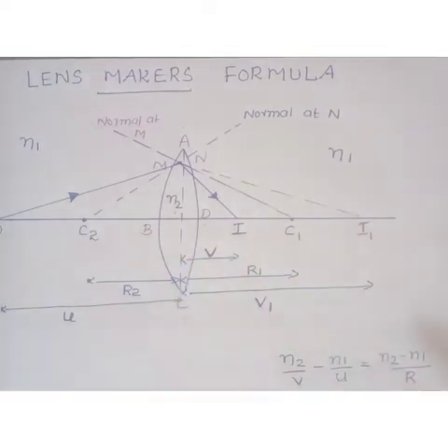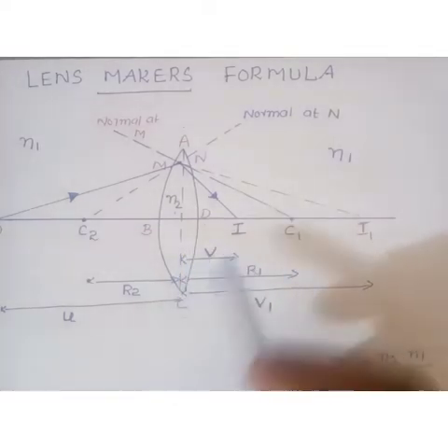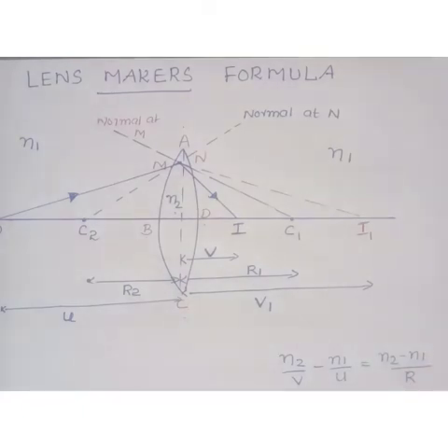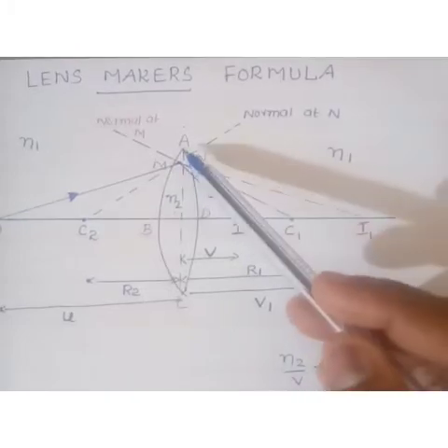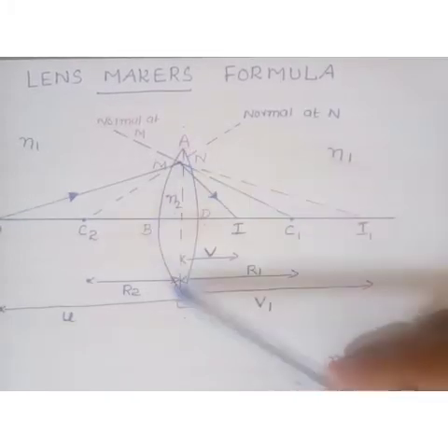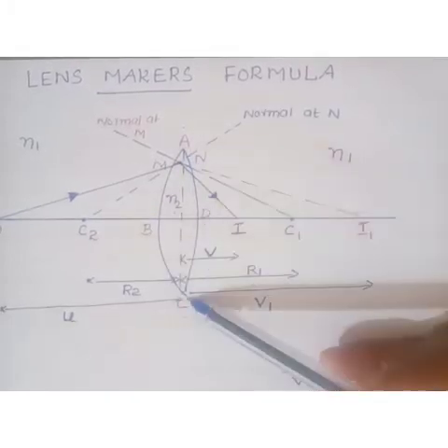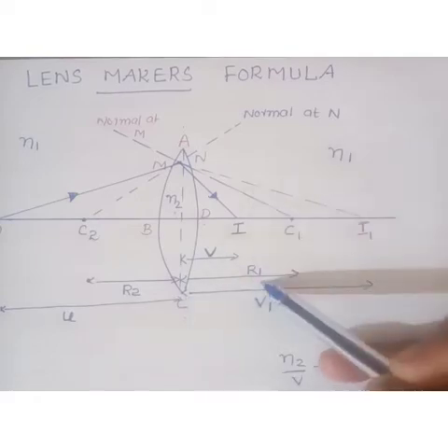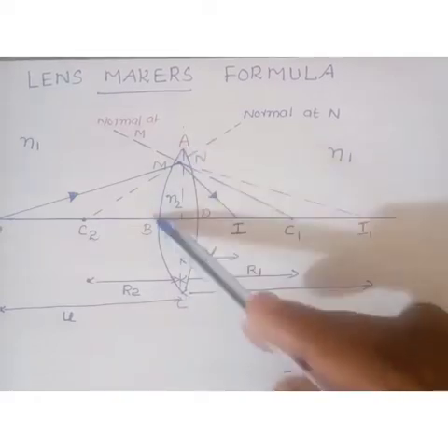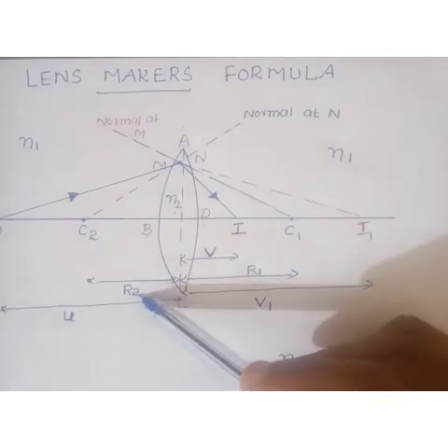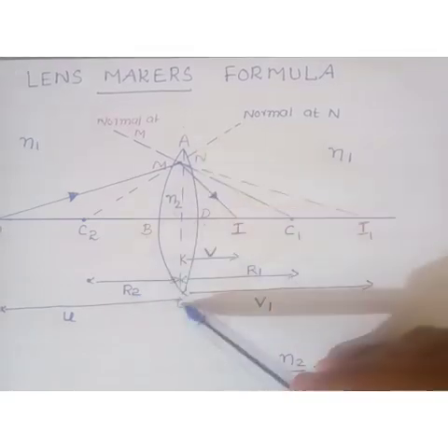Here we have to consider a thin double convex lens. That means usually we call it a convex lens. A convex lens consists of two spherical surfaces. ABC is one spherical surface and ADC is the other. So R1 is the radius of curvature of the spherical surface ABC and R2 is the radius of curvature of the spherical surface ADC.